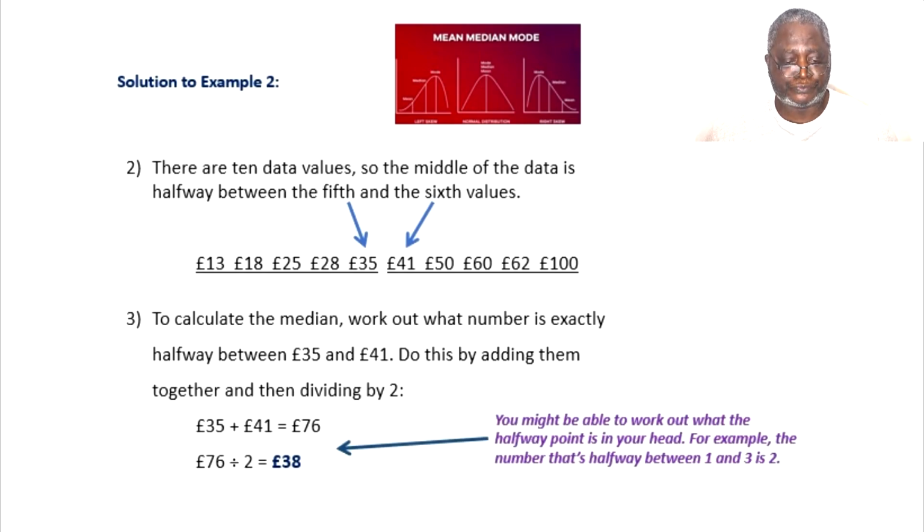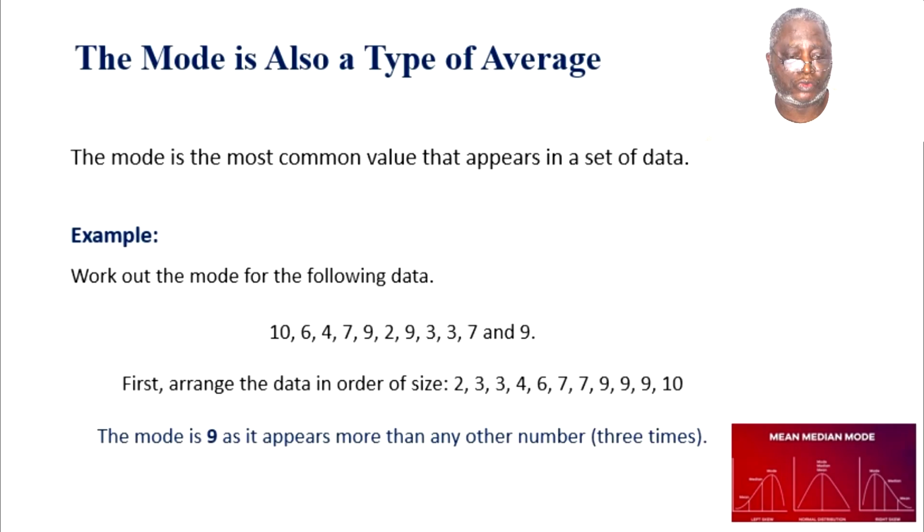Please look at the arrows. To calculate the median, work out what number is exactly halfway between 35 and 41. Do this by adding them together and then dividing by 2. And your answer will be 38, and that is our median. You might be able to work out what the halfway point is in your head, but it's not always the case. If you have numbers like 1 and 3, you know that the median is 2. But when you have numbers that are not obvious, then you have to add them and divide by 2.